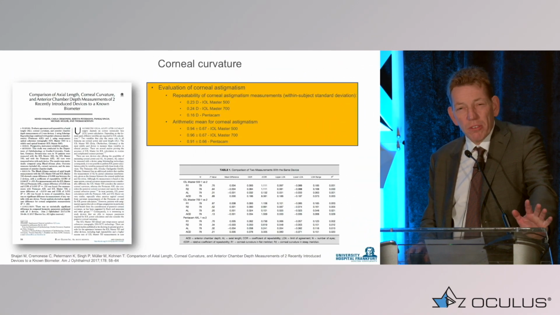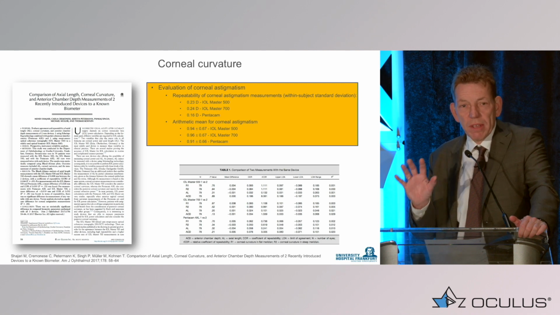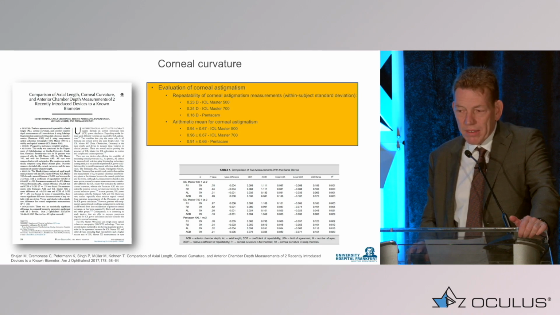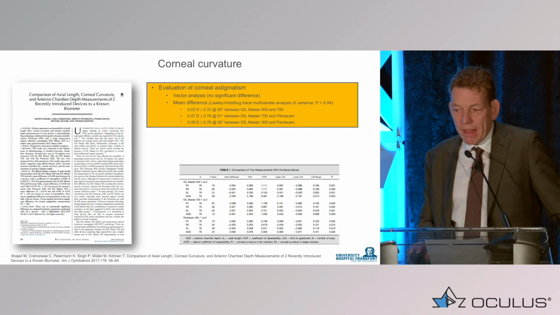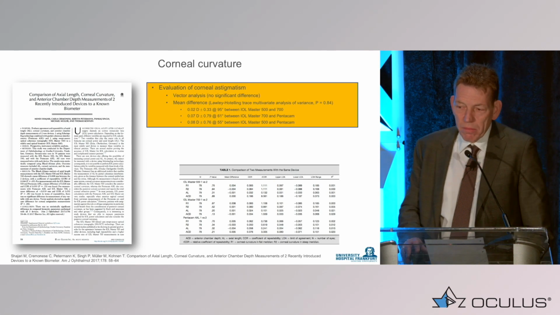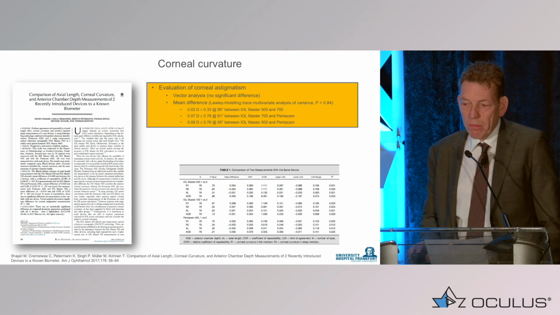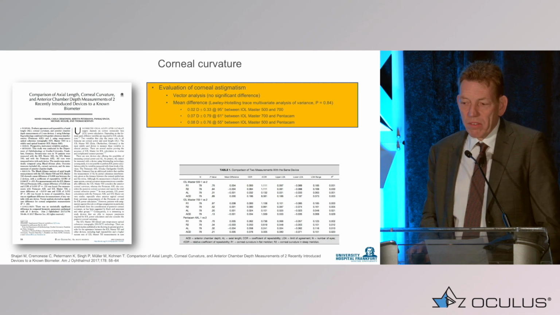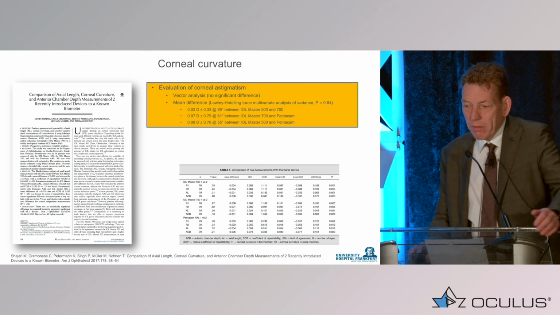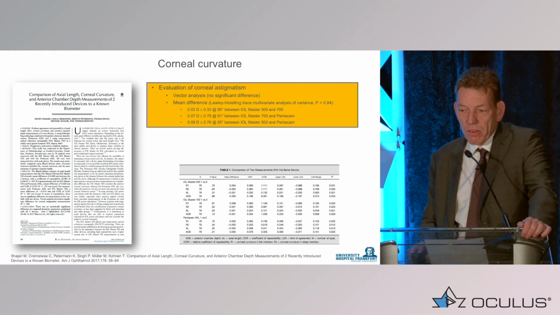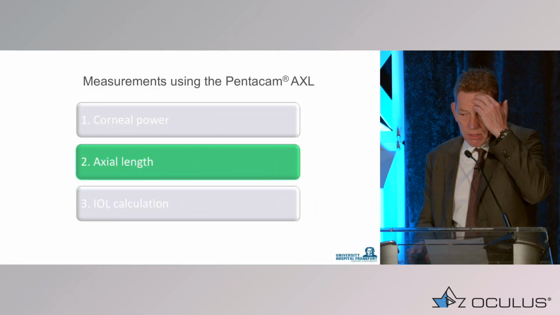And what we found is, if you just look at the cornea, the evaluation of corneal astigmatism in the upper yellow box, you find that the repeatability of corneal astigmatism measurements was pretty good in all these measurements. The arithmetic mean for corneal astigmatism also showed a very nice comparison between the different devices. And finally, if you look at the elevation of the corneal astigmatism, we found also very good correlation. You see here the mean difference between IOL Master 500 and 700 was 0.02, between IOL Master 700 and Pentacam 0.07, and between 500 and the Pentacam 0.08. So very good outcomes in terms of these measurements.